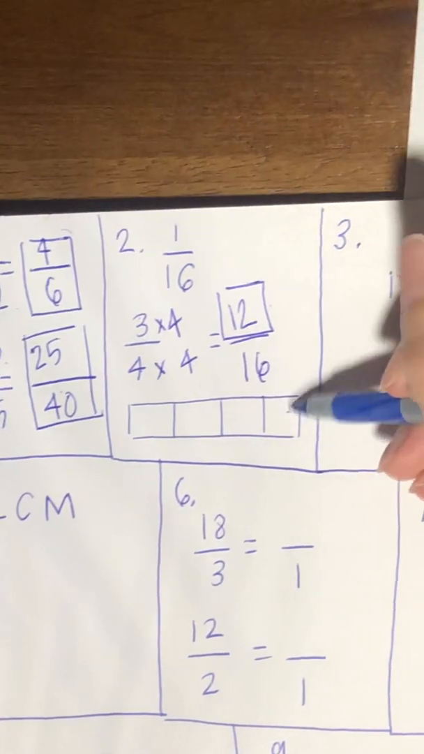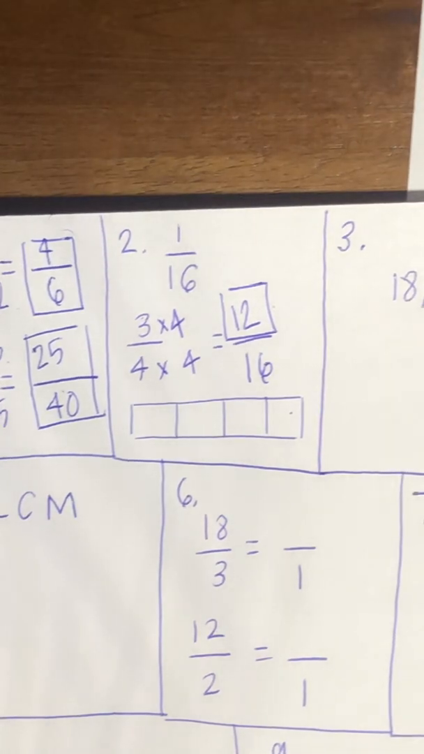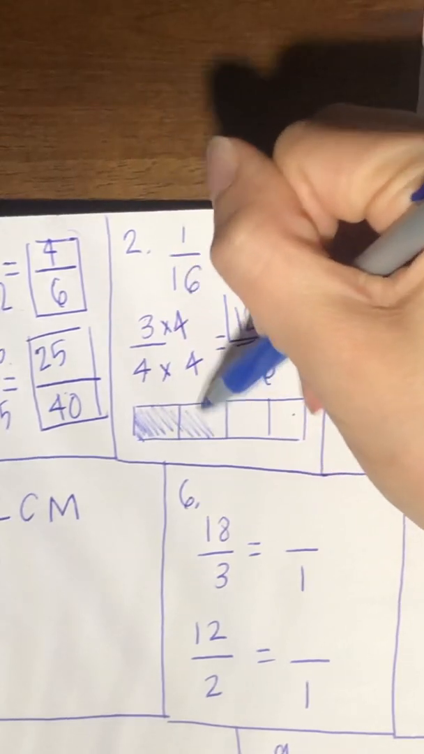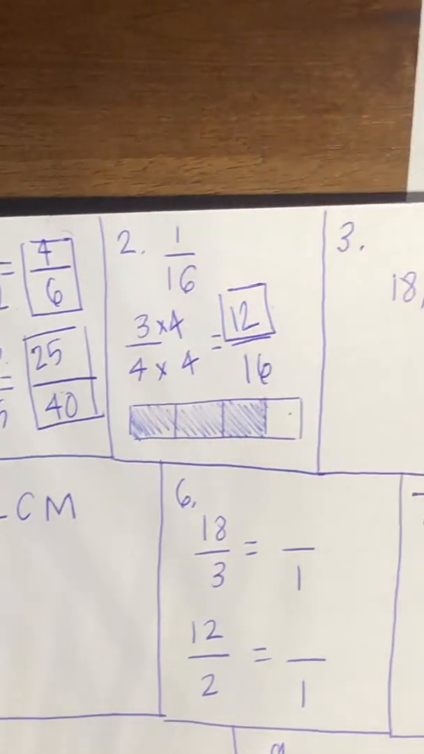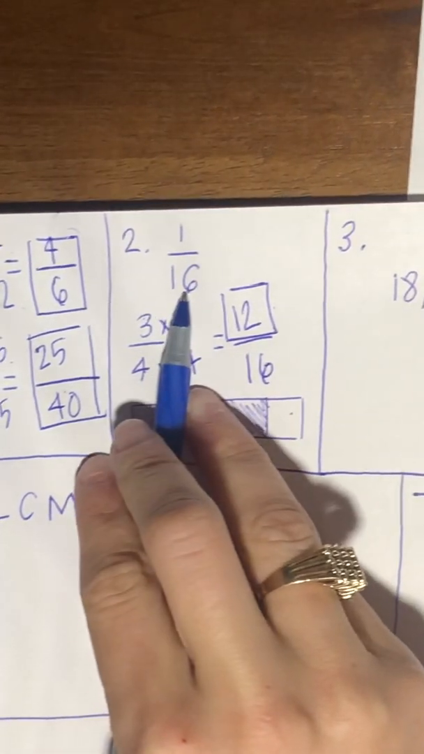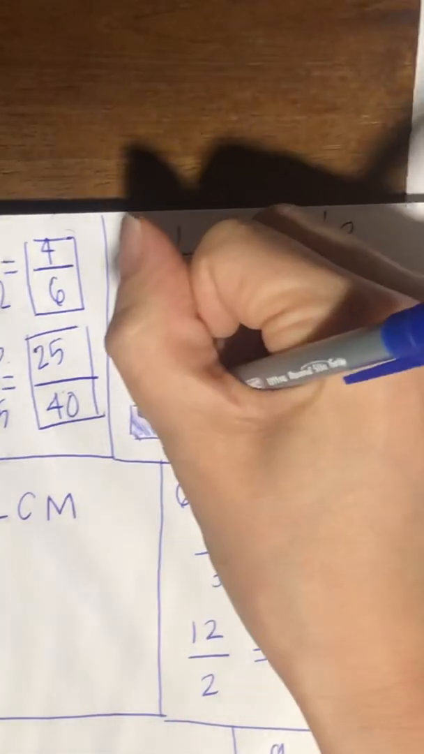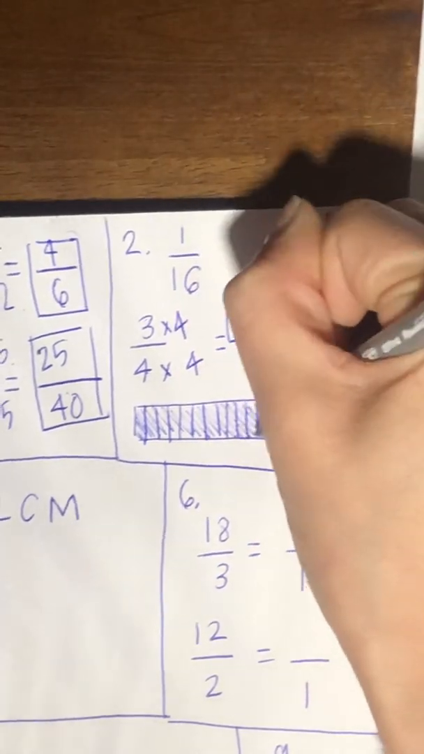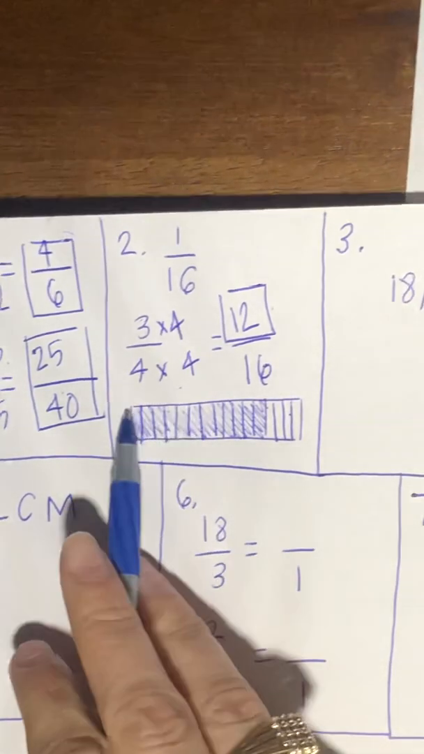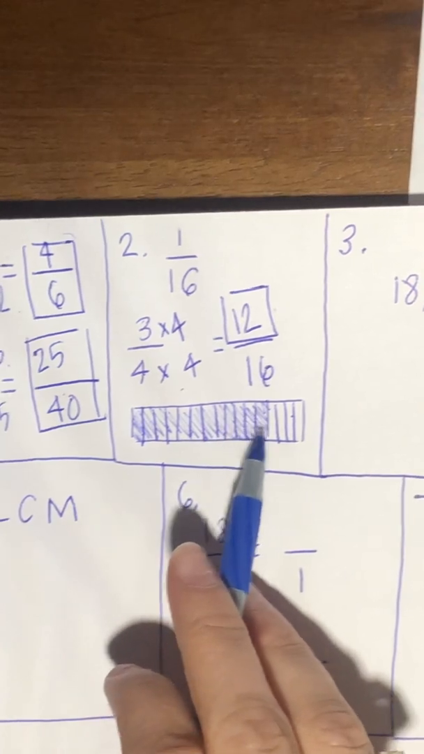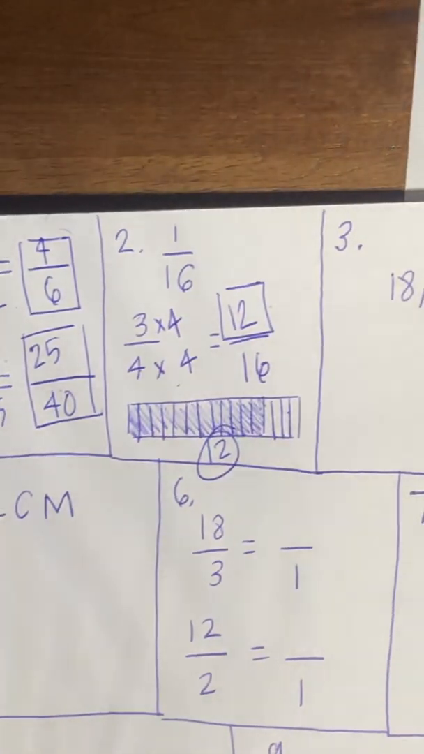If you wanted to use a diagram, I've already drawn one here that's cut up into fourths. I know that Joey has 3 out of 4 of an hour. And if I wanted to split these into 16ths, because I know that it takes him 1/16 to make one card, I would split these into 4s. And then from there, you can just count. 1, 2, 3, 4, 5, 6, 7, 8, 9, 10, 11, 12. So 12 cards in 3/4 of an hour.